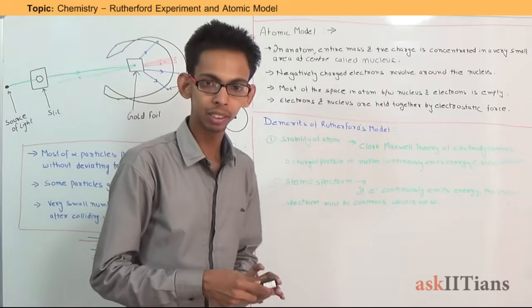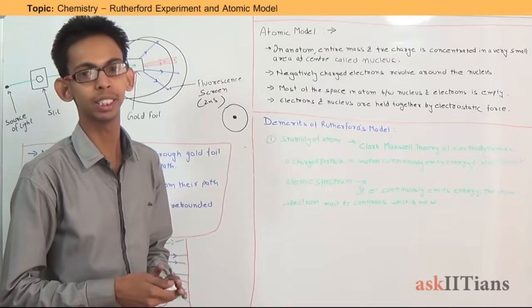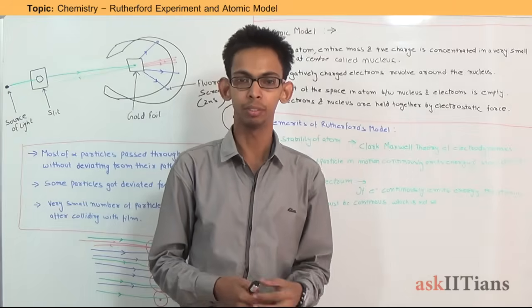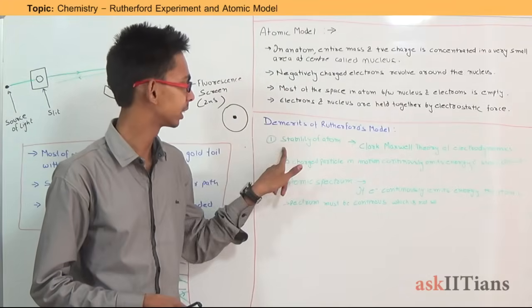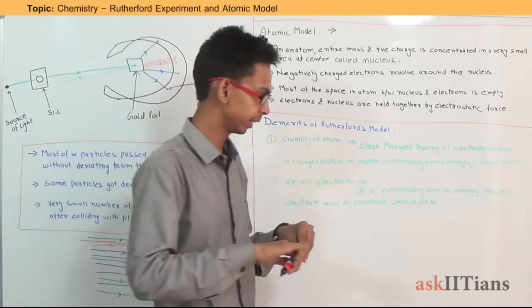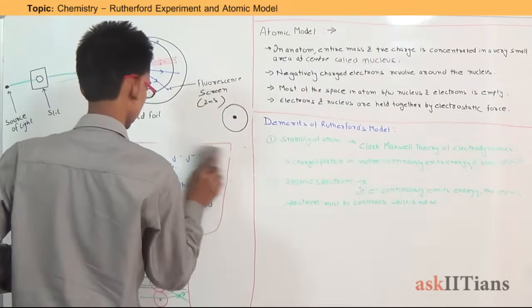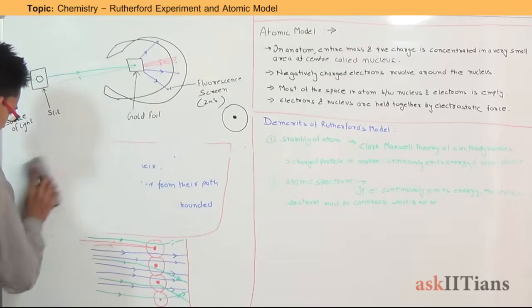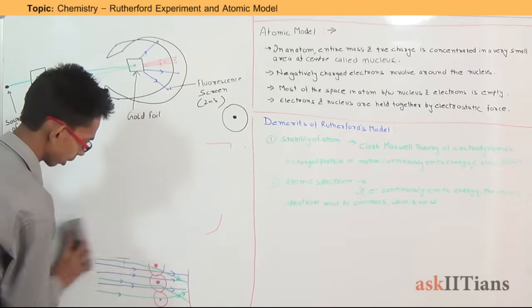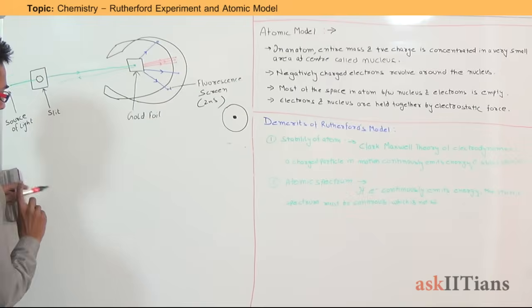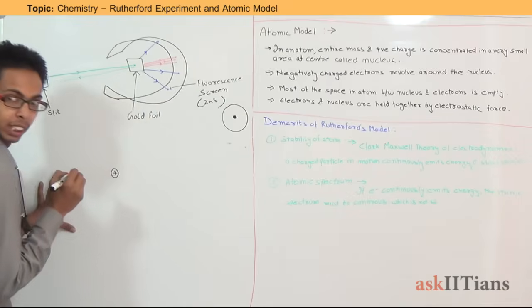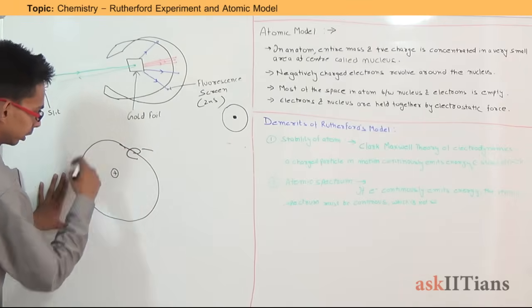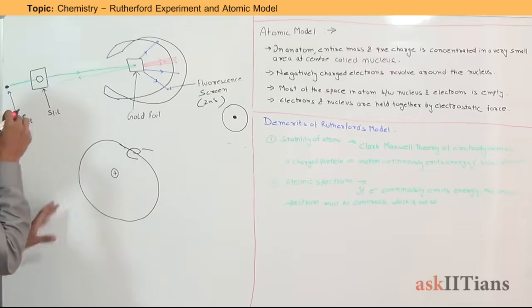But there were some demerits in this model. It failed to explain some phenomena of atoms, such as the stability of the atom. Now, again, let us recall what the structure of the atom proposed by Rutherford was. According to the Rutherford model, the nucleus, which is positively charged, is present in the center, and electrons revolve around the nucleus in fixed circular orbits.